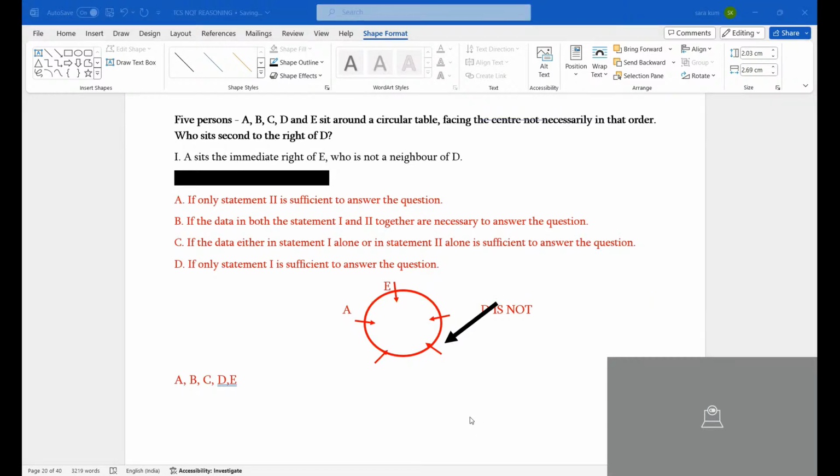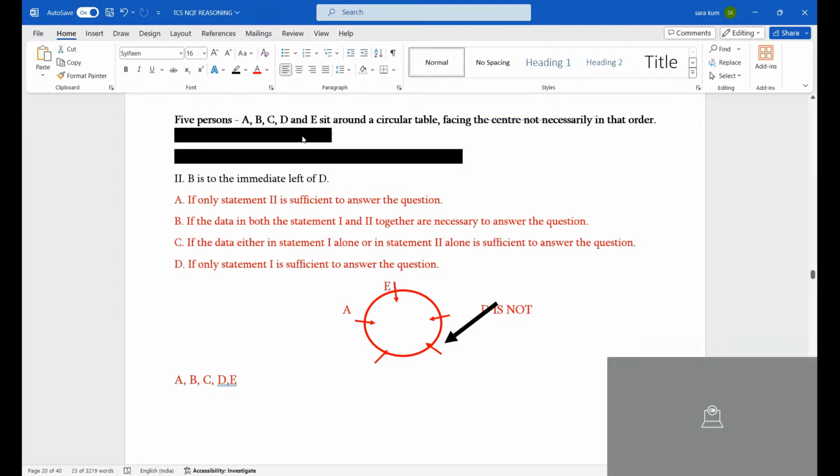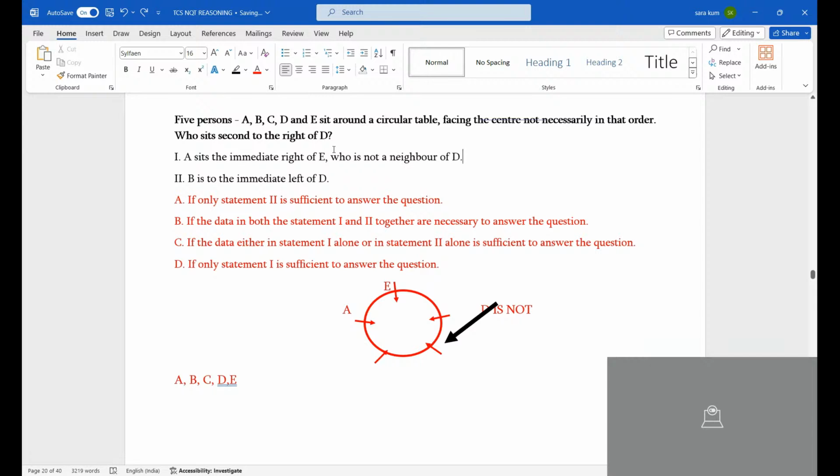Okay. So what I'll do is I'll move on to the next statement, and see if two alone is sufficient. So definitely one alone is not sufficient. So for that, I'll ignore this or black this out. So let's see if 2 alone is sufficient or not. So what is 2 alone? It is B is to the immediate left of D. Definitely it is not sufficient. With just knowing B is to the immediate left of D, you cannot know what it is, because you have to find who sits to the right of D. Right? So it is not possible.